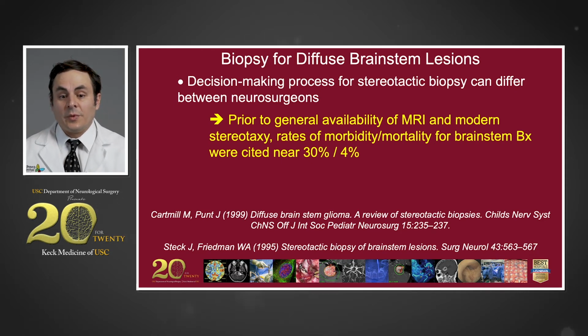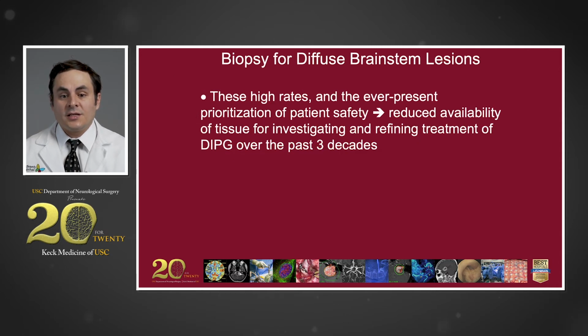Prior to the general availability of MRI and modern stereotaxy that we'll talk about in a minute, the rates of morbidity and mortality for brainstem biopsy were thought to be near 30% morbidity and 4% mortality, very high numbers. These high rates and the ever-present prioritization of patient safety led to the reduced availability of tissue for investigating and refining treatment of DIPG over the last 3 decades.